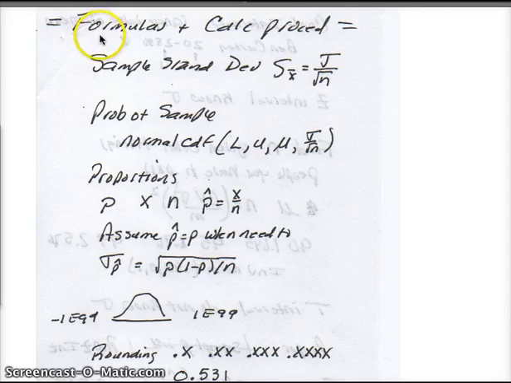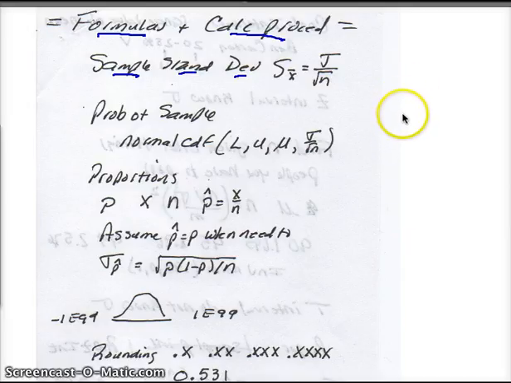Okay, folks, I'm calling this formulas and calculated procedures. Don't forget, you need to know the sample standard deviation. That was this S sub x bar. Okay, that's equal to the population standard deviation over the square root of the n. So keep that in mind.